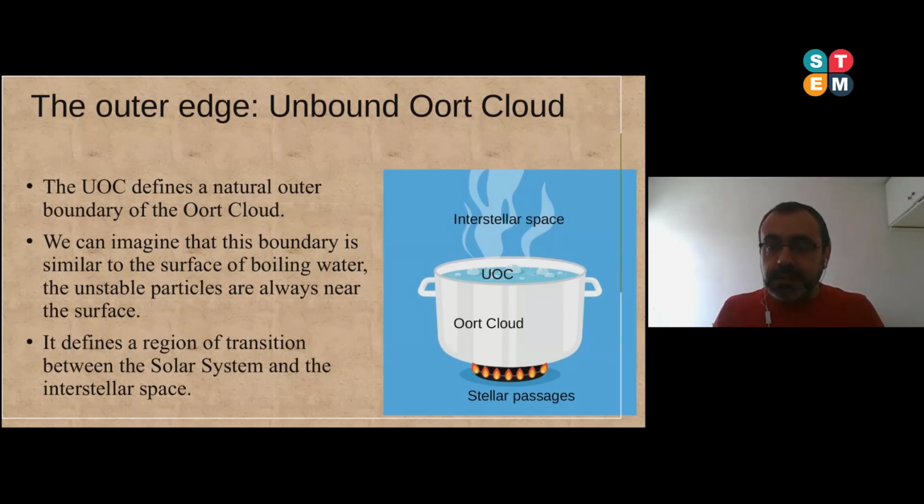The stellar passages have an important role, and this is that they are a source of energy. So if we have any change in the parameters which define the stellar passage, as for example the rate of encounters, an increase in the rate of encounters may increase the rate of escape of particles from the cloud, and maybe change the position of the outer edge. However, the physical structure that we found will remain. So we will always find this Oort cloud with its unbound Oort cloud around.